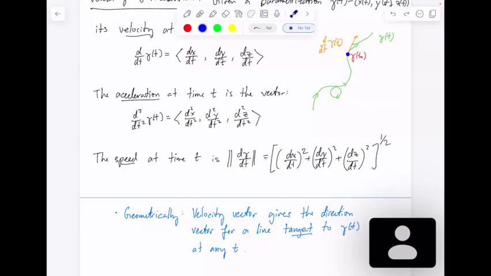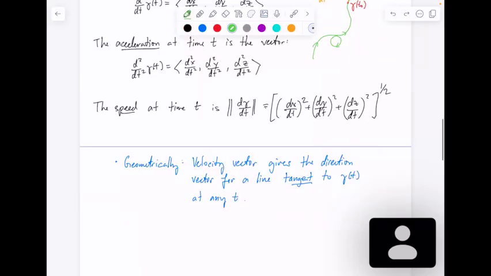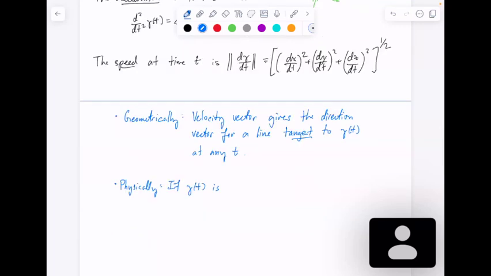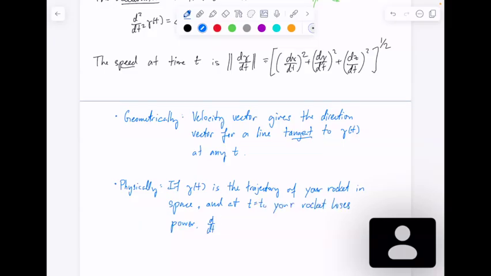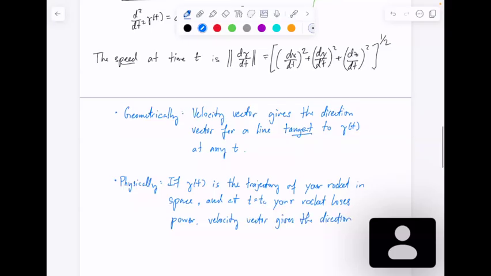If at this red point here, your car loses complete power, there is no more force acting on your car at this point, the straight line here, dictated by this direction vector, is the trajectory that your car is going to follow at that point. All right, so that's a physical meaning of this. Maybe I'll write this down physically. Instead of a car, let's call it a rocket ship. So if gamma of t is the trajectory of your rocket in space, and at t equals t0 your rocket loses power, then d/dt of gamma, your velocity vector, gives the direction you'll end up traveling in.